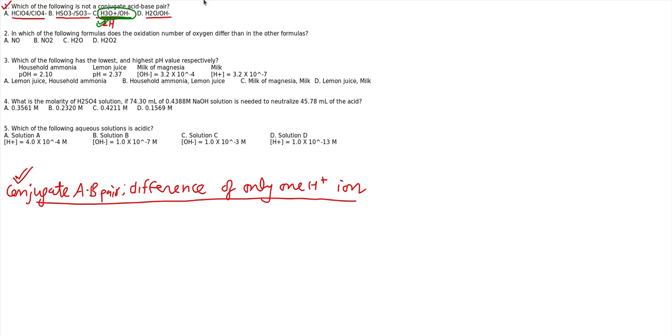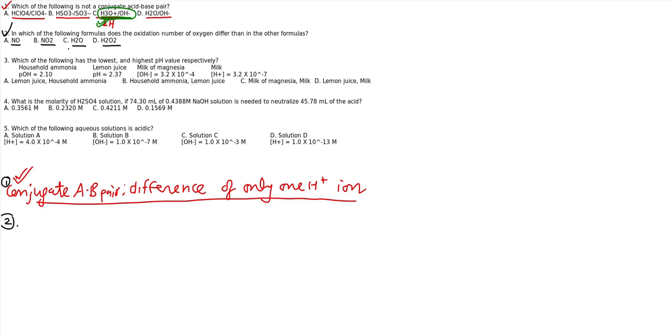Now let's move to the second question. So that was your first question, and now we are coming to the second question. The second question says: in which of the following formulas does the oxidation number of oxygen differ from that in the other formulas? Here you have 4 compounds: NO, NO2, H2O and H2O2.